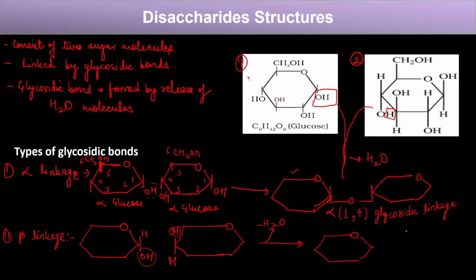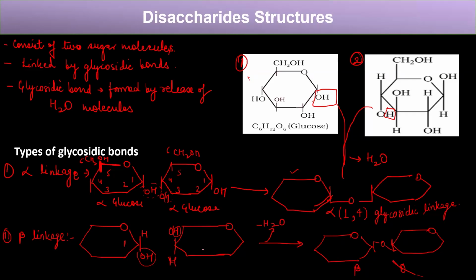So this is your one, this is your second, right? So the bond that will be formed will be something like this. It will not be linear like this, it will be in this shape. Okay. So this will be the bond, and this will be called beta glycosidic linkage.